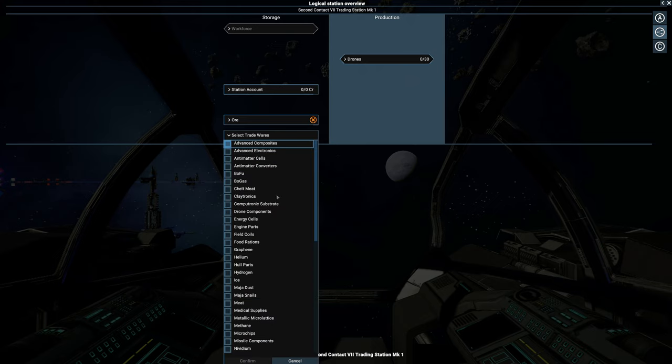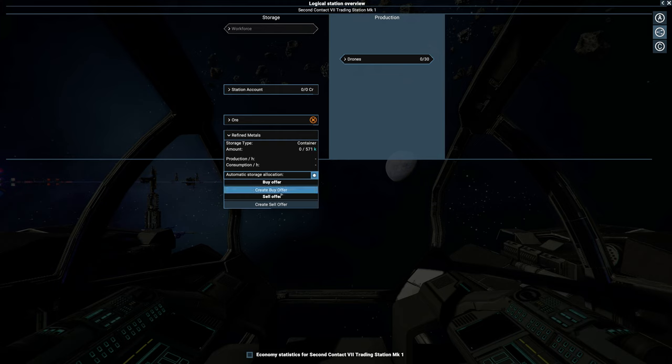Now, I want to look at wares. Well, hold on a second, I'm doing ore. So the likelihood is I'm going to buy ore in and I can sell it off as well. And then from there, we're probably going to get a lot of refined metals. So let's do refined metals. Create a buy offer, create a sell offer.